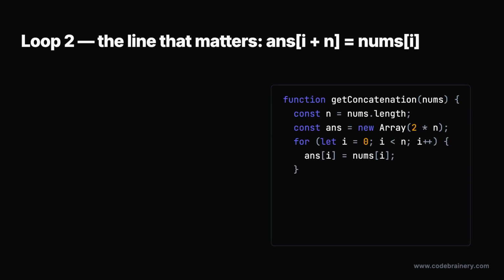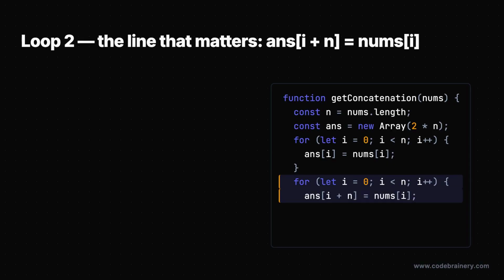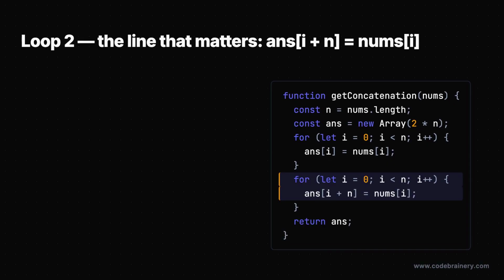The second loop. Same iteration. I goes from 0 up to n. But the body is different. We write to the position offset by n, while still reading from the same position I. Read that twice. Same read, different write. This is the only line that matters in the whole video.